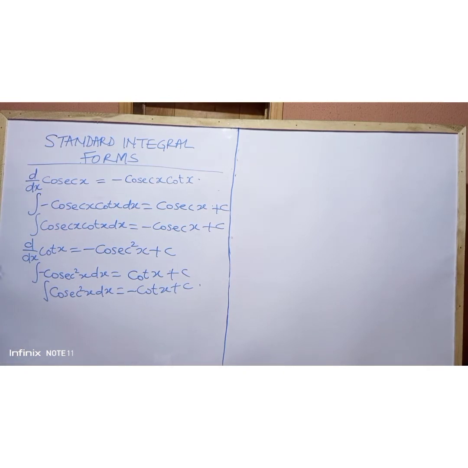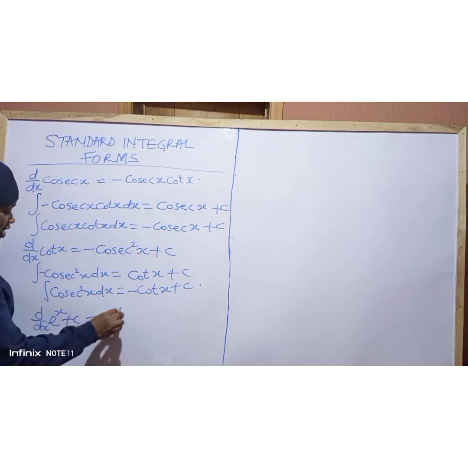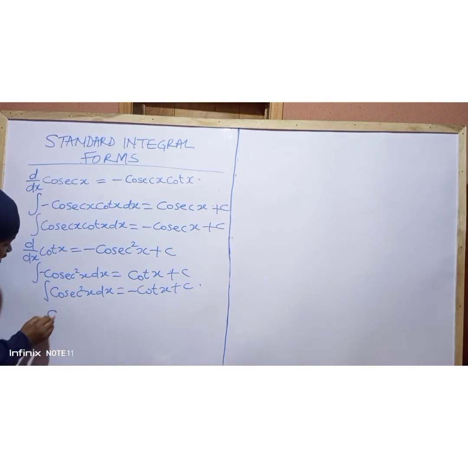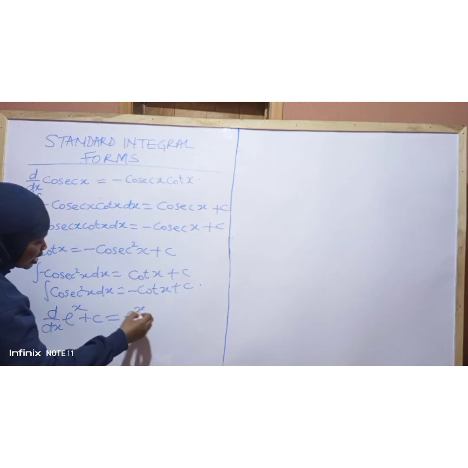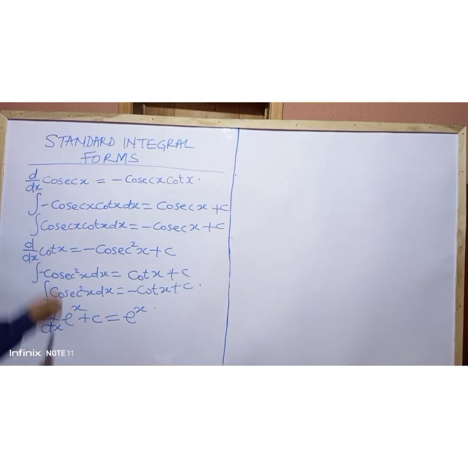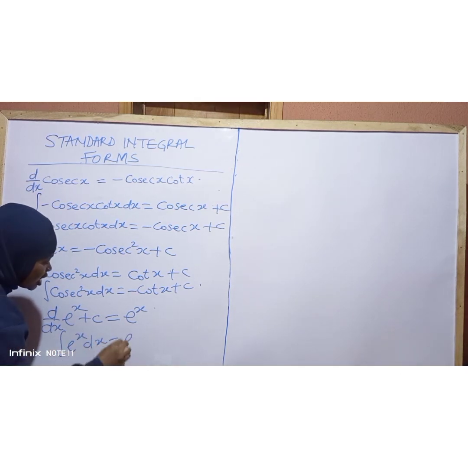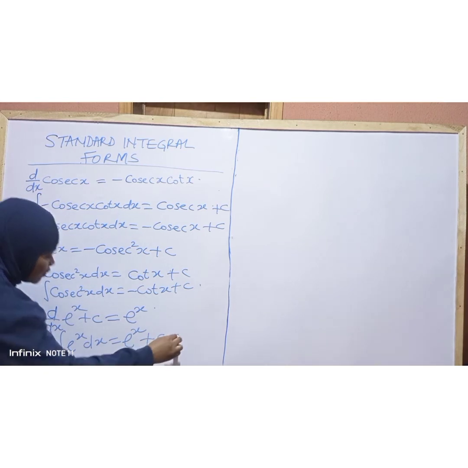Then what else again? The differentiation of exponential x, then we can put plus c there, that is if it has any constant beside it, is equal to exponential x. Then the differentiation of exponential x plus c is the same thing as exponential x. Now, the integral of exponential x dx is the same thing as exponential x plus c.